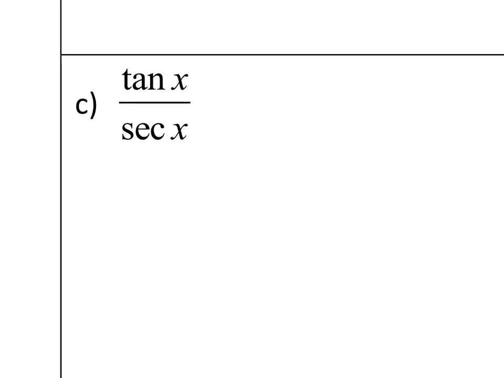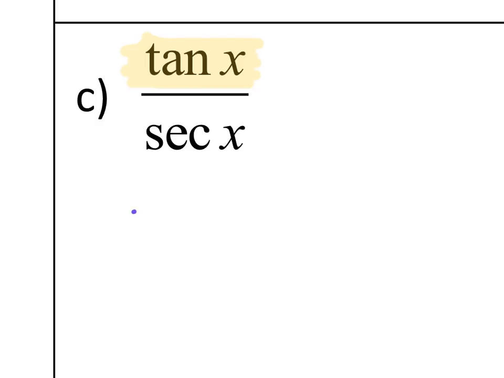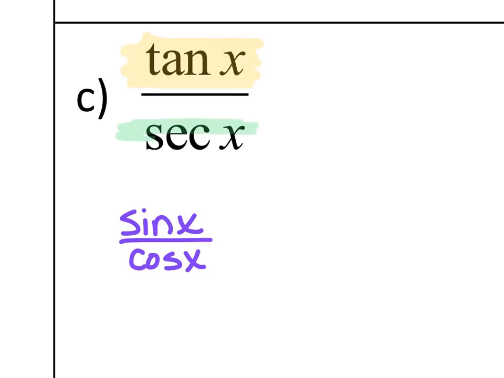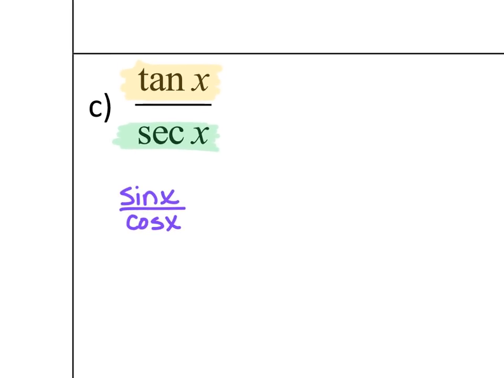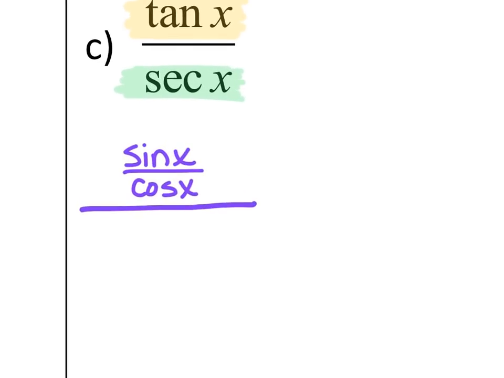Now, letter C is going to start by giving you a pretty significant looking fraction, but it shouldn't be that scary. First of all, tangent of x can be written as sine of x over cosine of x. And then secant of x can be written as 1 over cosine of x.